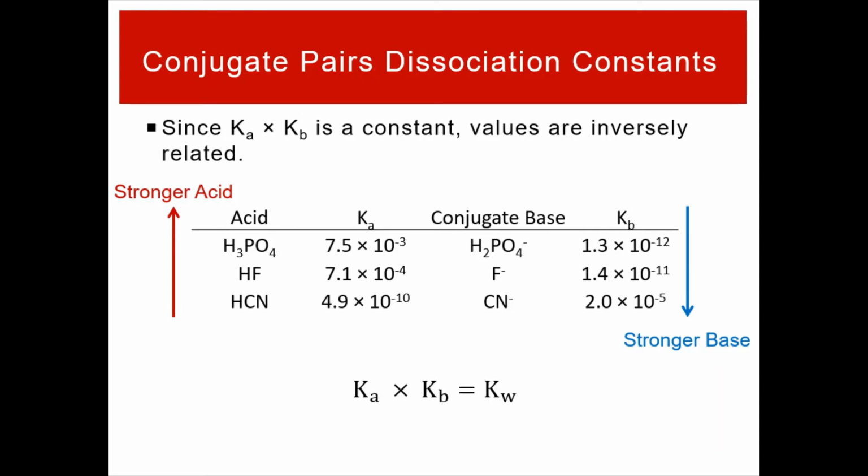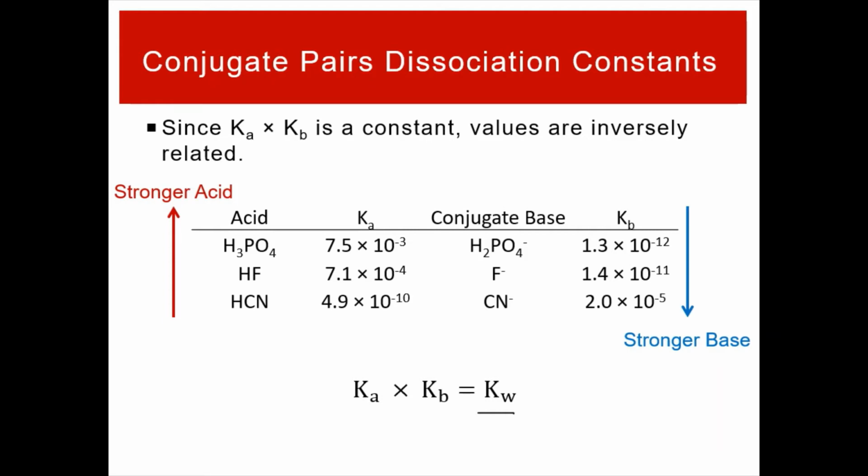So with this relationship that Ka times Kb is equal to Kw, Kw is a constant. That is always the same value. So what that means is that if we have Ka and Kb, when they multiply together, they always have to equal a constant value. So if one of them goes up, the other value has to go down. So for a weak acid that is relatively stronger, so we've looked at this relationship, H3PO4 is a relatively strong weak acid. That means its conjugate base has to be a relatively weak base. So the stronger the acid is, the weaker the conjugate is.